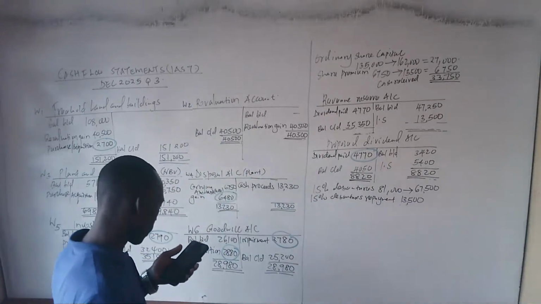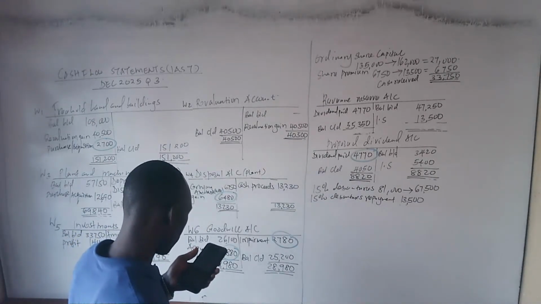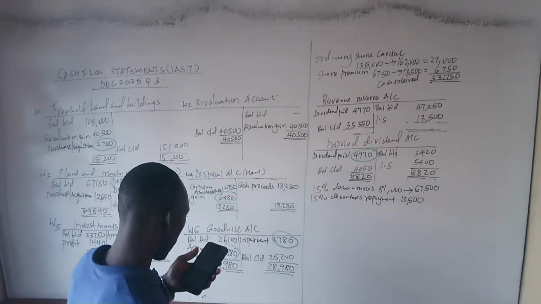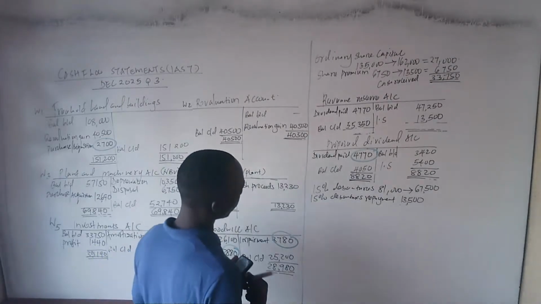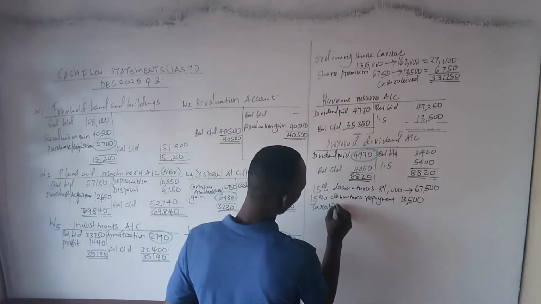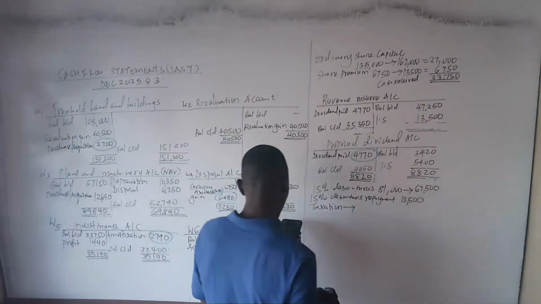Apart from what? Apart from, I can see we have taxation. Then, other than the taxation, what else? We have the bank overdraft. Then from there, we can also narrate the taxation. So let us talk about the taxation. We see how much was paid. So taxation at the beginning, we had how much?